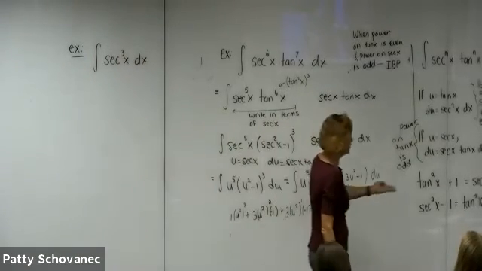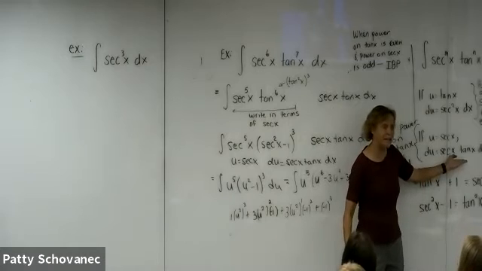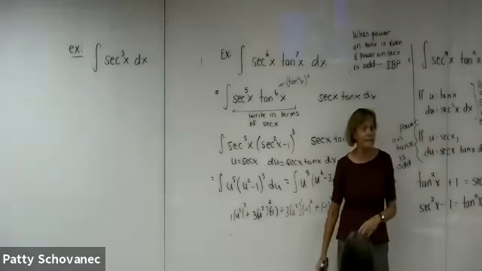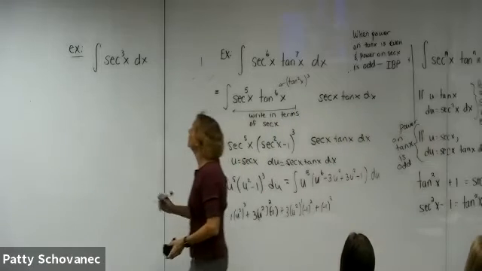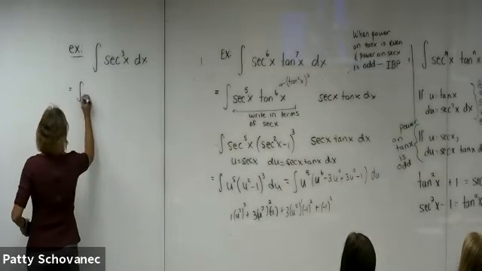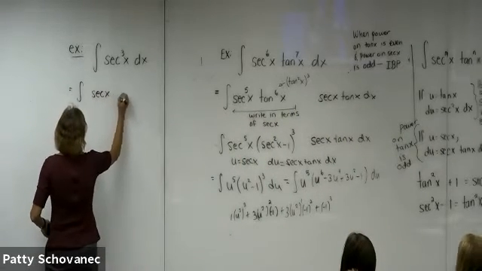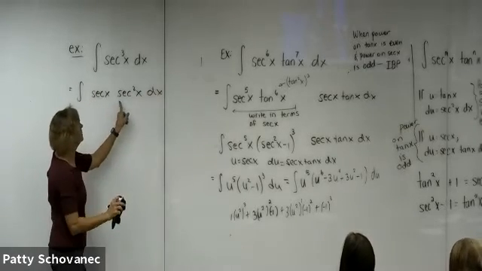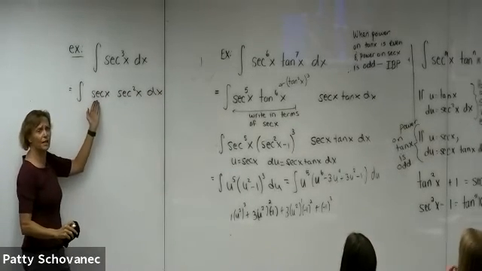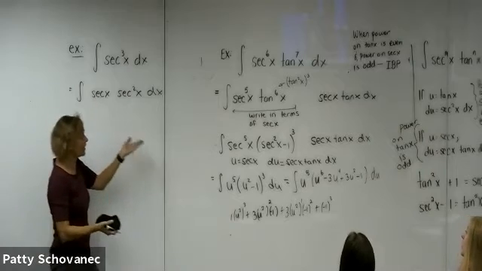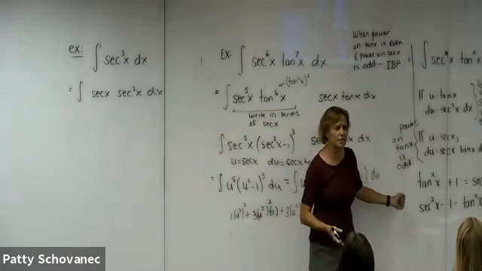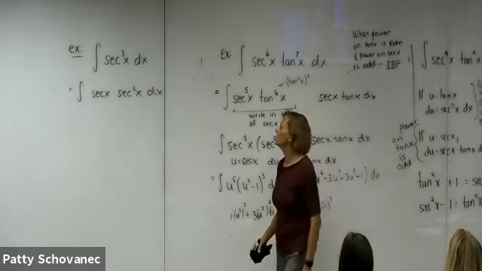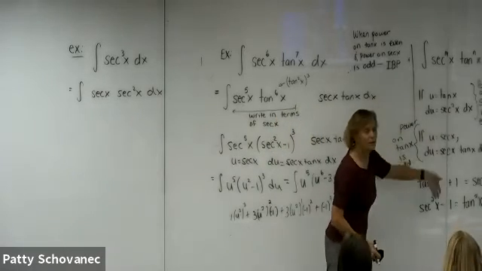Well, this strategy doesn't work because I don't even have a tangent to pull out. If I try pulling out a secant squared, if that's going to be du, then this has to be written in terms of tangent. But I don't have a substitution for secant, I have a substitution for secant squared. So that shot both of those.